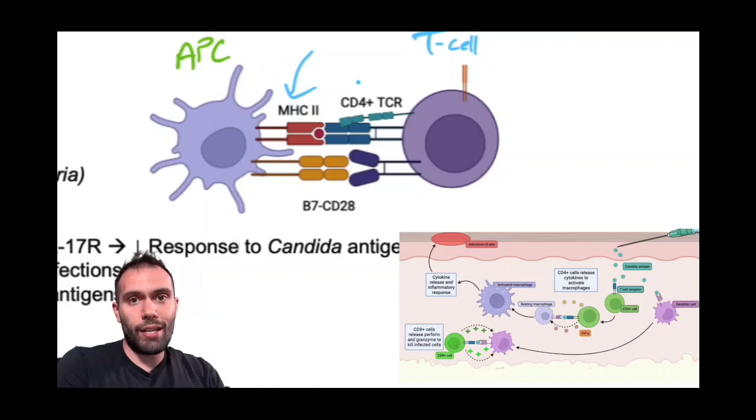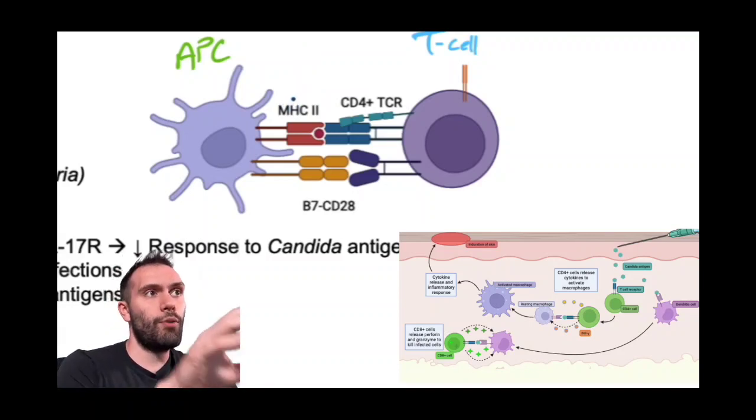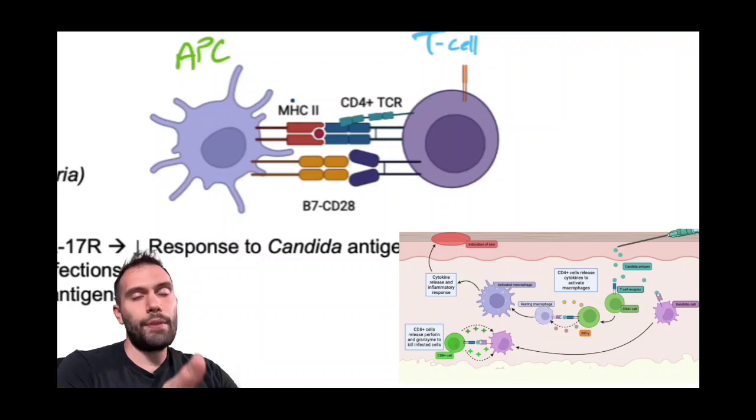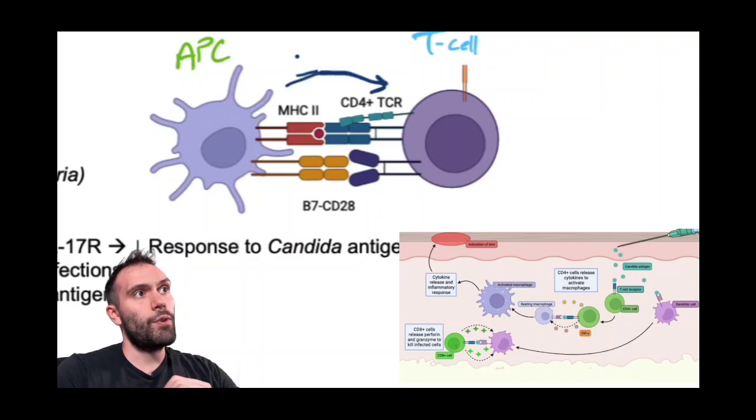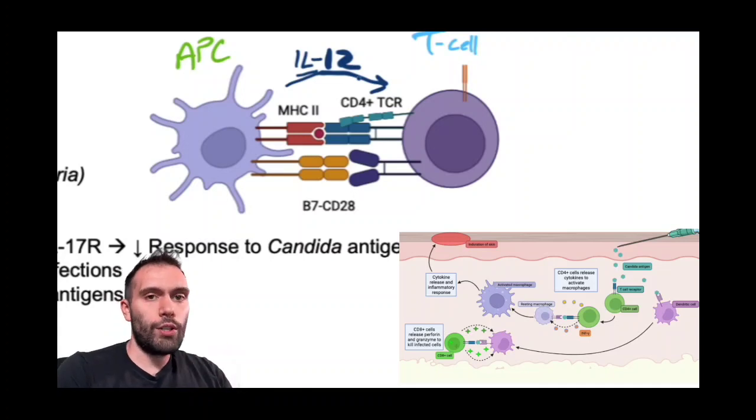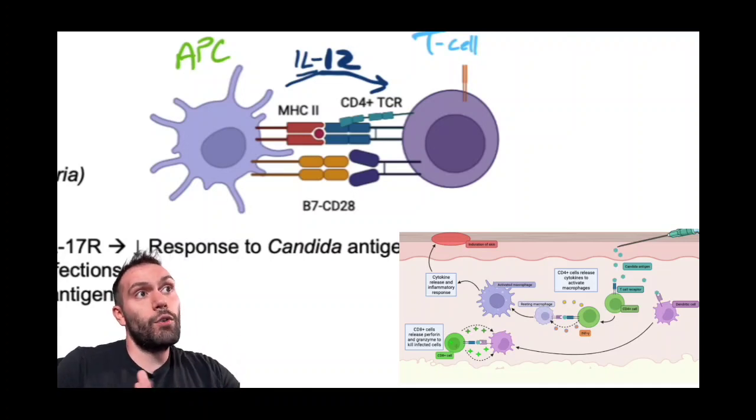And the reason that I'm going through all of this is because if you understand this process, then you can understand what happens in interleukin 12 receptor deficiency. So the macrophage now is going to release interleukin 12, right? We talked about this before. So this macrophage releases interleukin 12 when this binding occurs. So interleukin 12 goes over to the T cell, and there's got to be a receptor here. So this T cell can bind this interleukin 12.